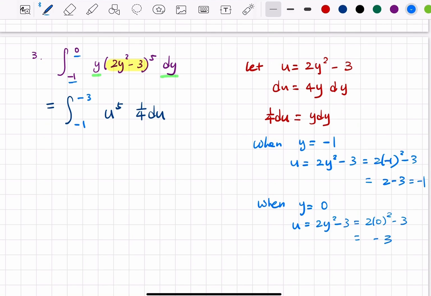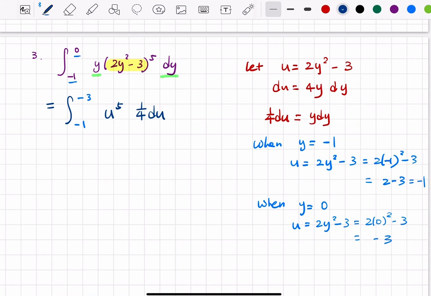You probably feel like this is a little weird. It's supposed to be from -1 to 0, which is a smaller number to a bigger number, but now it's changing from -1 to -3. It sounds a little bit weird, but let's just keep it that way first. Now let's do the integration.